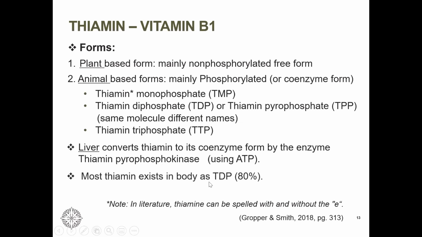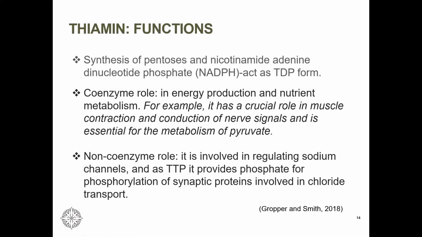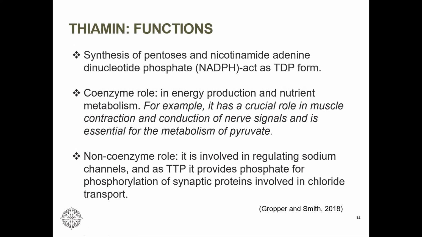Mostly in our body, we have TDP. 80% of the body's thiamine exists as TDP. Its main function is that it is important for synthesizing pentoses and NADPH that are acting in making our DNA also, and in the energy pathway also, especially where it has a major role in muscle contraction or conduction of nerve signals. Then sometimes it doesn't act as a coenzyme, but it somehow helps sodium channels.